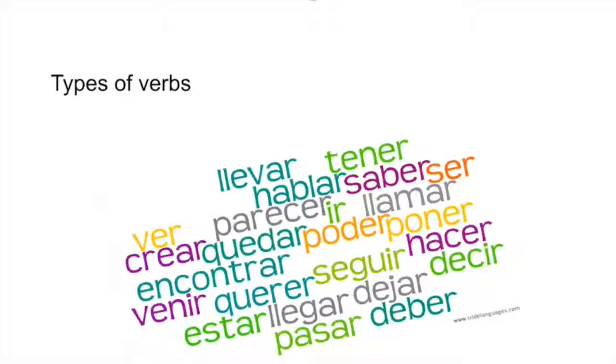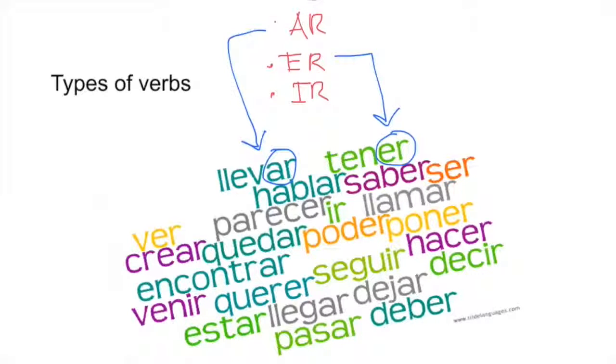Now the types. We've got a couple different types of verbs in Spanish. Only 3 though, so they're easier to remember. AR verbs, ER verbs, and IR verbs. We know what type they are by looking at the infinitive and the ending. So there's an AR, there's an ER, and way over here we've got our IR verb.